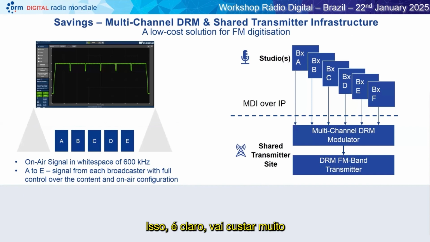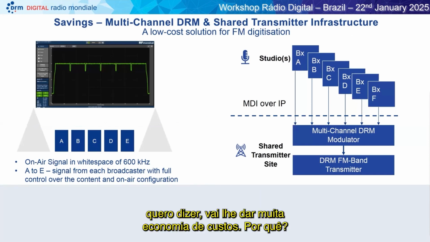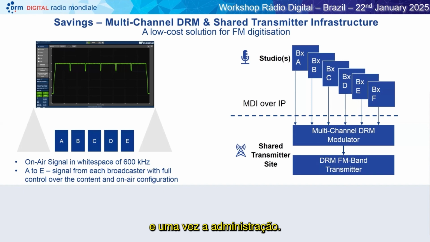This, of course, again will give you a lot of cost savings. Why? Because the infrastructure of transmitters can be shared. It needs only one times the space, it needs only one time the energy, and it needs only one time the administration.